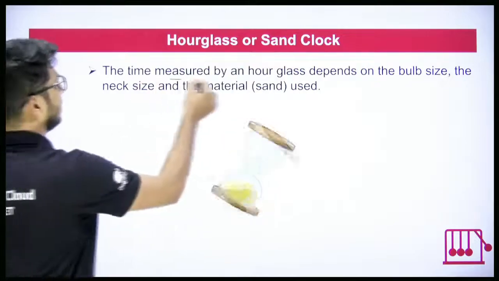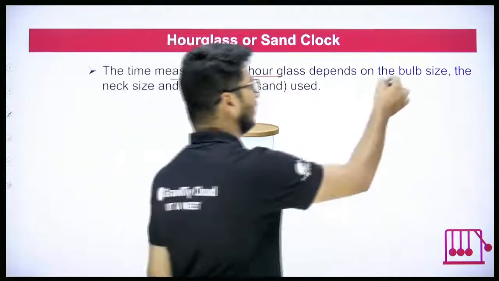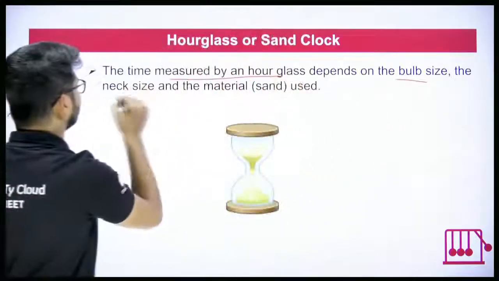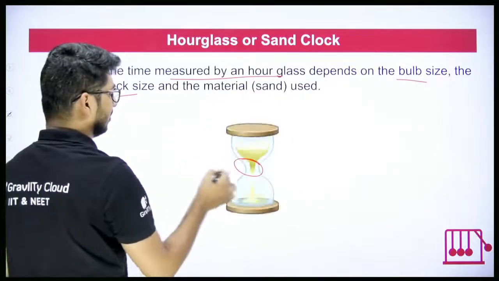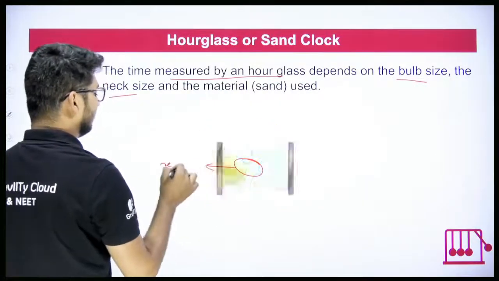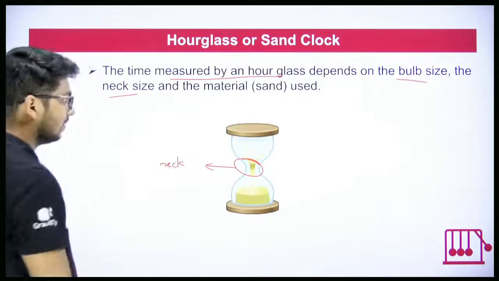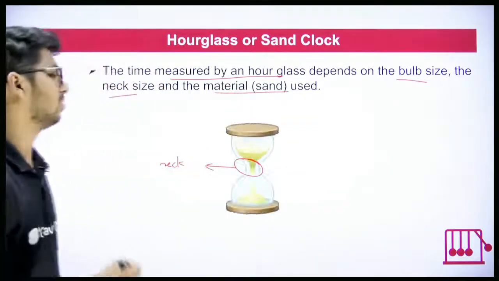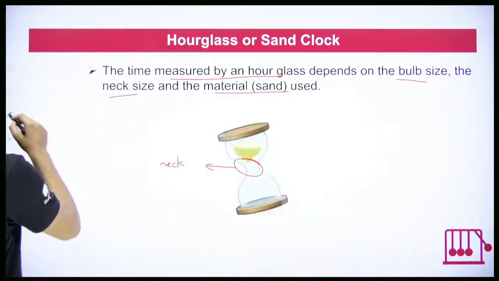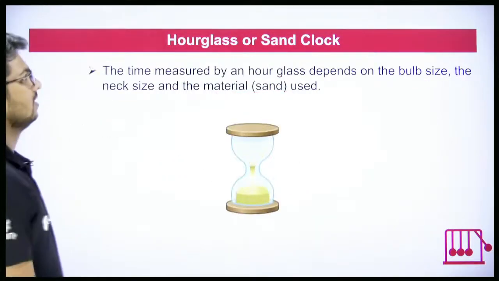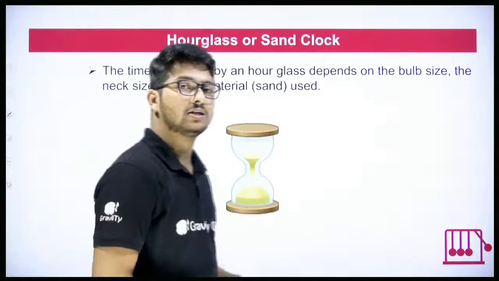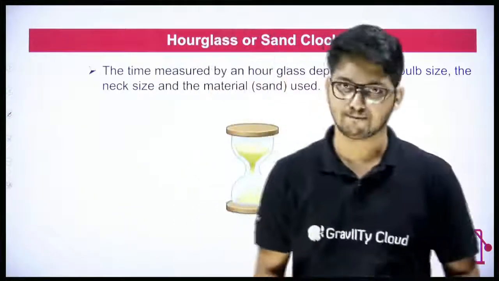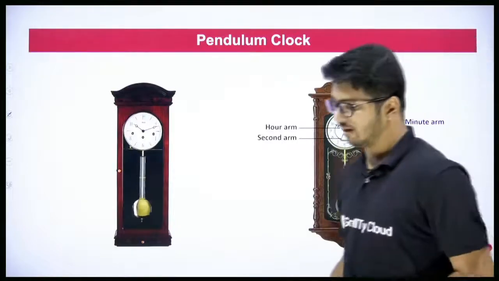Right, so the time measured by an hourglass depends on the bulb size, the neck size. This is the neck. Everything else is the bulb. These two are the bulb. And the material, that is also the sand used, how soft the sand is. But ultimately, what is the thing? An hourglass or a sand clock is used to measure time. Got it? Good. Then we had pendulum clocks.